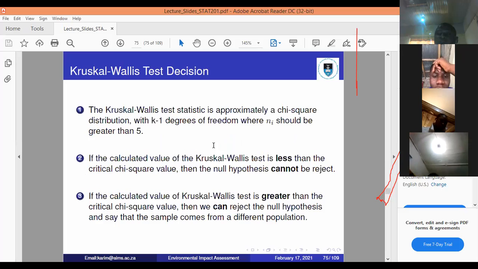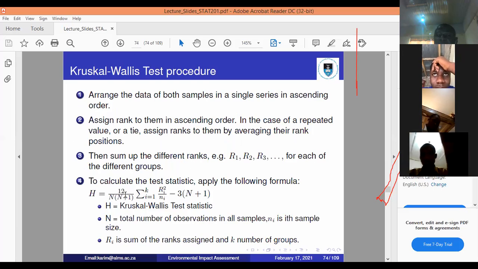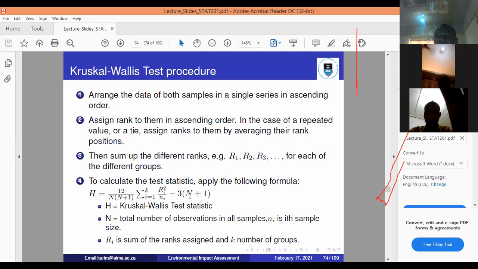If you are able to do that, then the test statistic is going to be 12 over the total number of observations from the 3 or 4 or whatever samples you are dealing with, multiplied by the total number of observations plus 1. Then you sum the squared ranks divided by their corresponding number of observations, minus 3 times n plus 1.